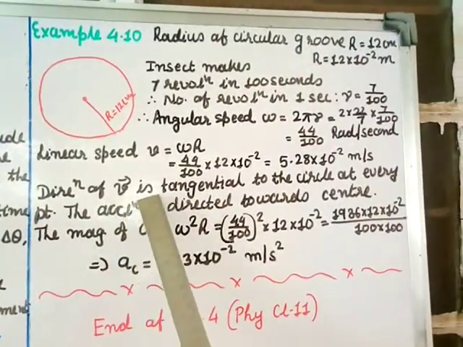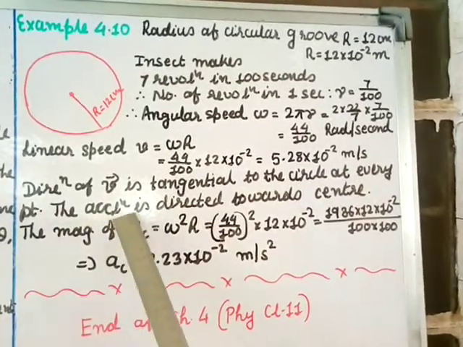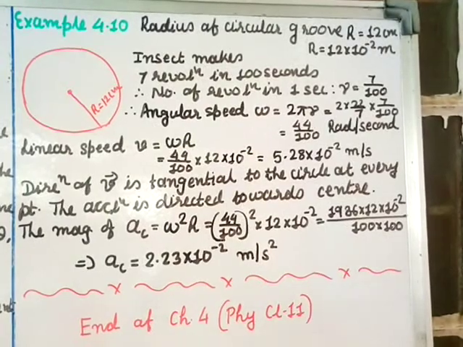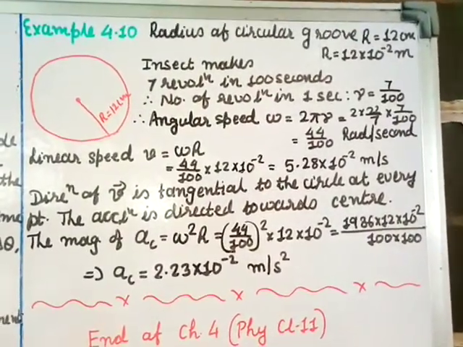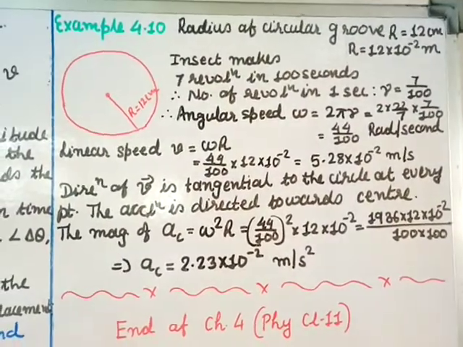The direction of v is tangential to the circle at every point. The acceleration is directed towards the center, and therefore it is always changing. So acceleration is not constant. They have asked whether acceleration is constant or not. So here acceleration is not constant, and they have asked us to find its magnitude.